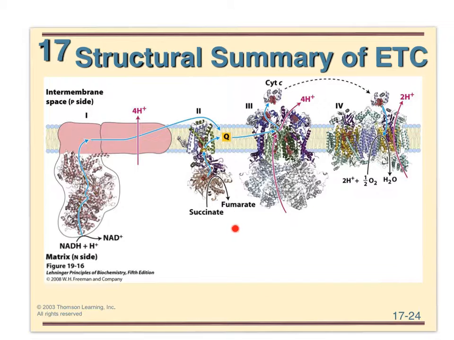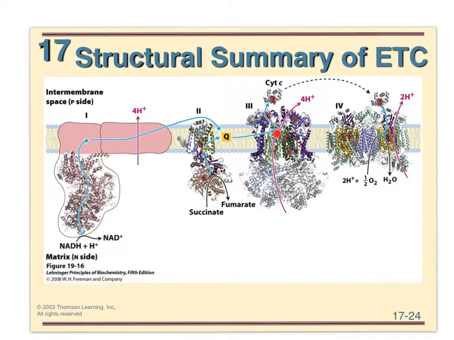Likewise, we have succinate becoming fumarate. That's from the citric acid cycle. But it does so by FAD becoming FADH2 inside here. And so then FADH2 passes it all off to coenzyme Q as well. Coenzyme Q then comes over here to complex 3, which you can see is a huge complex.